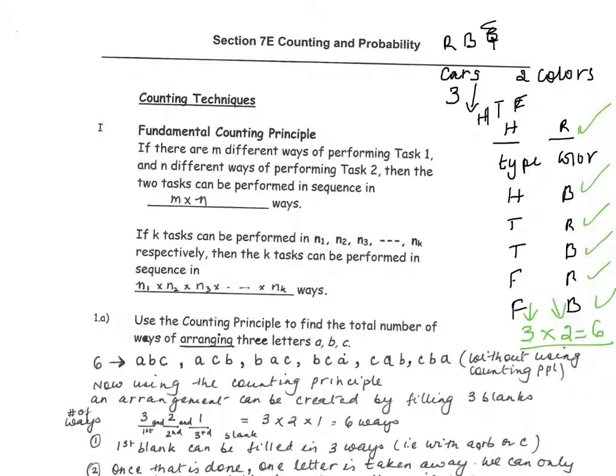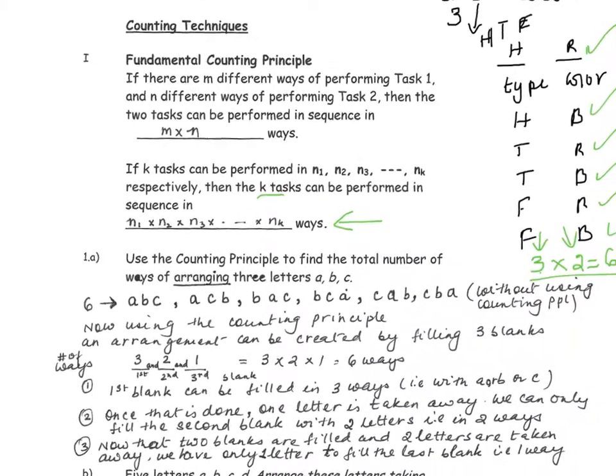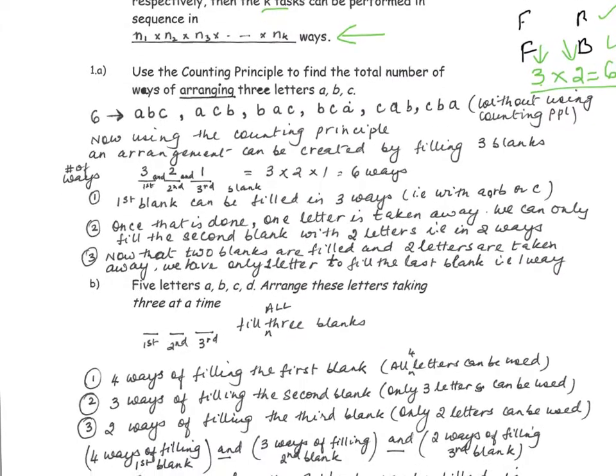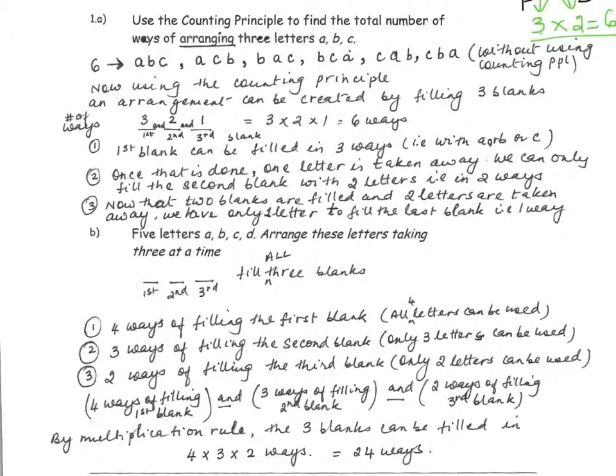Now, we can extend the fundamental principle of counting by looking at 3 tasks, 4 tasks, or in general, k tasks. And if we know the number of ways in which to perform each type of task, then all the tasks can be performed together in the product of the numbers. So n1 times n2 times n3 and so on up to nk. Now, the fundamental principle of counting can be used to figure out many other techniques of counting. So let's look at this first example.